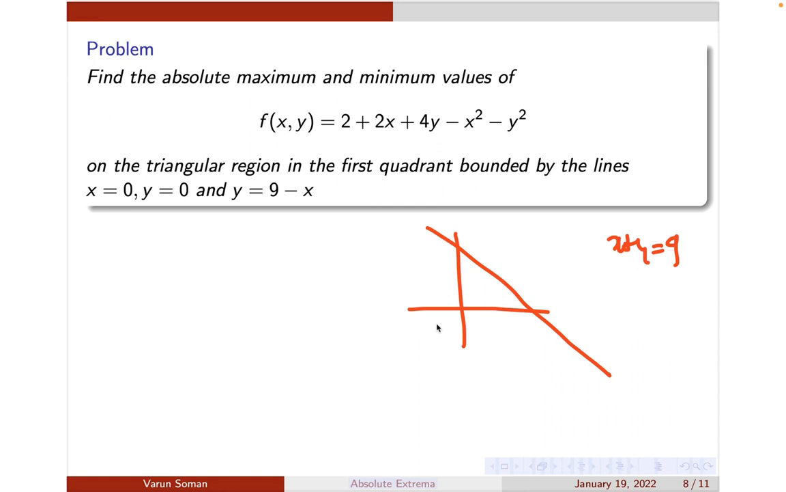If you want, you can mark the points. 0, 0 will be here. When y is 0, x would be 9, so it will be 9, 0. And when x is 0, your y would be 9, so it will be 0, 9. So this is the region here.